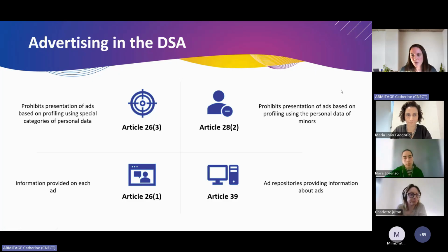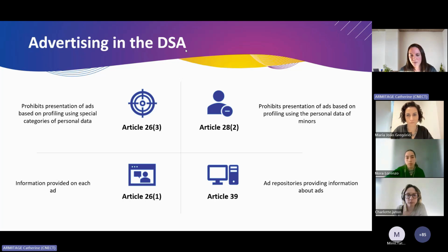Secondly, the DSA also prohibits online platforms from presenting ads on their services based on profiling using the personal data of minors when the platform is aware with reasonable certainty that the user is a minor. And then there are also transparency rules. Under the DSA, information has to be provided whenever you see an online ad, and that information includes things like who paid for the ad, so the name of the advertiser, and if it's different, the person on whose behalf the ad was presented, and also information, for example, about the targeting parameters that were used to select the audience who saw this ad.